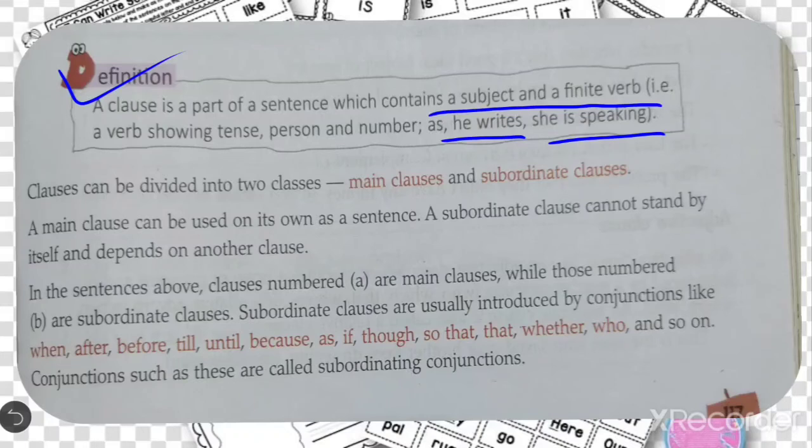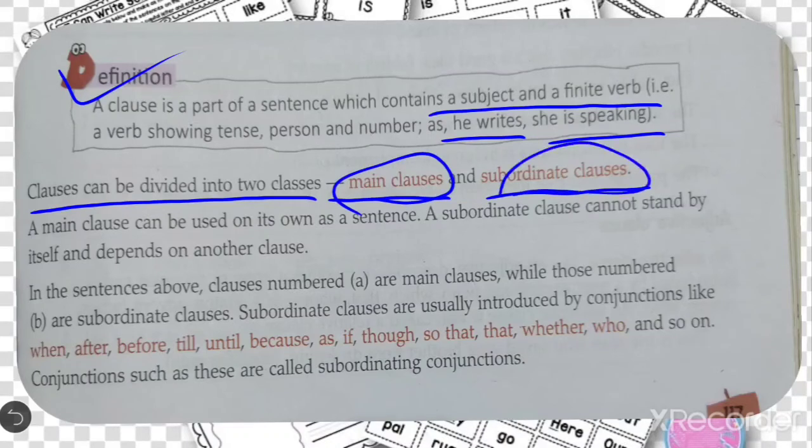Clauses can be divided into two classes: main clause and subordinate clause. Earlier we learned what a clause is, that which has subject and predicate, or you can say subject and verb, which can show tense, person or number. Now we will go to another point, that there are two types of clause. You know, in a previous table we have seen two clauses in one sentence. So here we will learn that there are two types of clauses. One is the main clause and another is the subordinate clause.